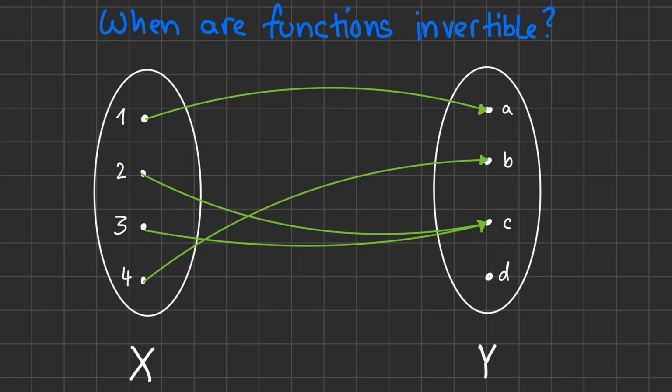When can you reverse a function? You might think, always. Just swap the inputs and outputs. But watch what happens here. We have 4 different possible inputs and 4 outputs, and their corresponding mapping.